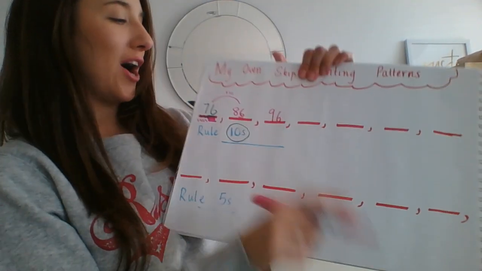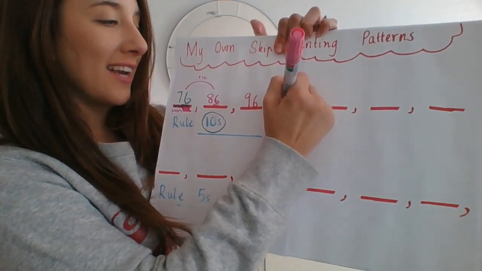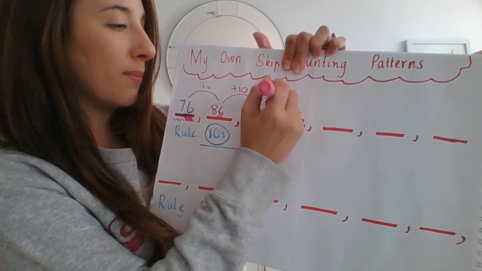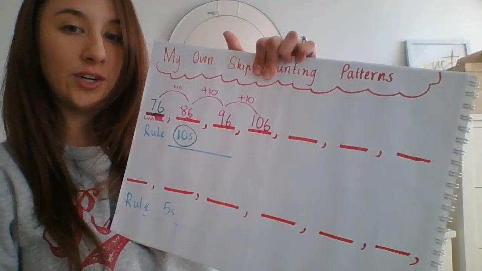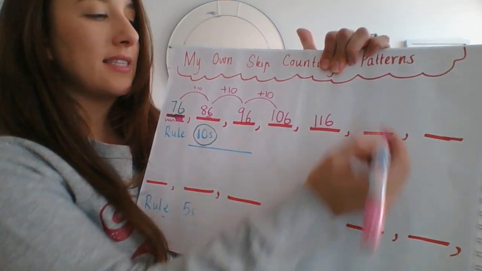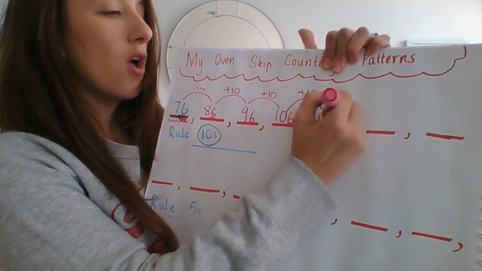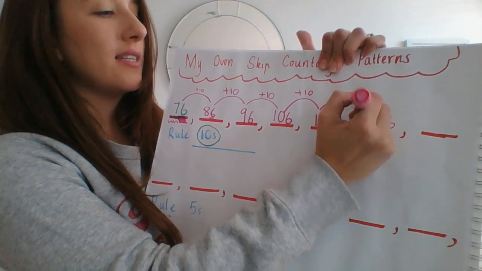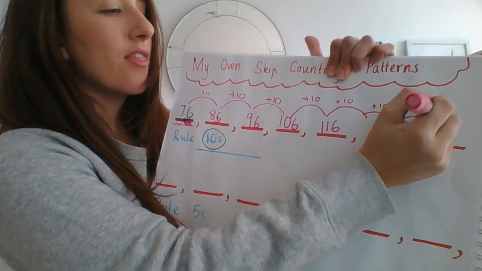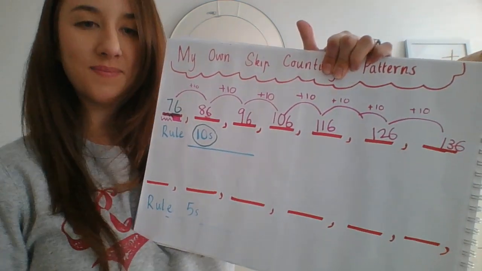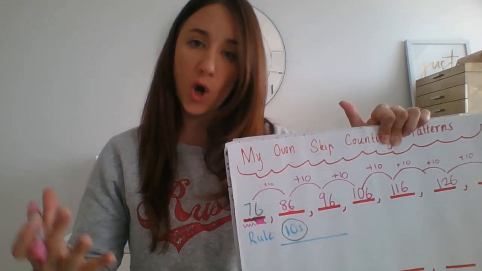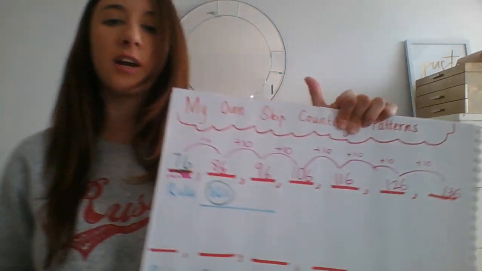Okay, so 96, 106. Okay, I'm adding 10 each time. It's so important that you are writing how many we jump. 106. I then know 116. 126. 136. Now I'm going to double check because I'm a mathematician, and when we're mathematicians we always double check, sometimes even triple check. So count with me.